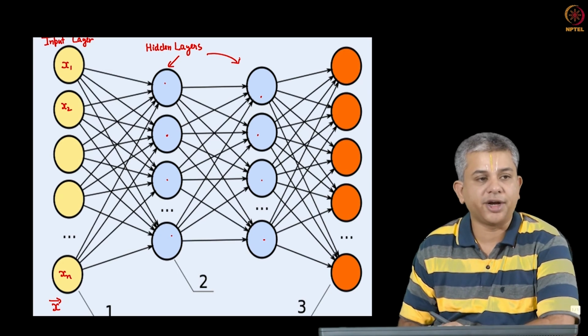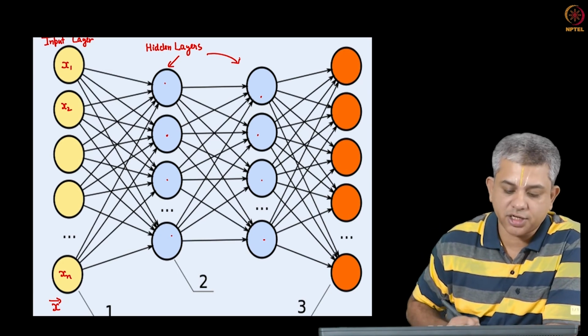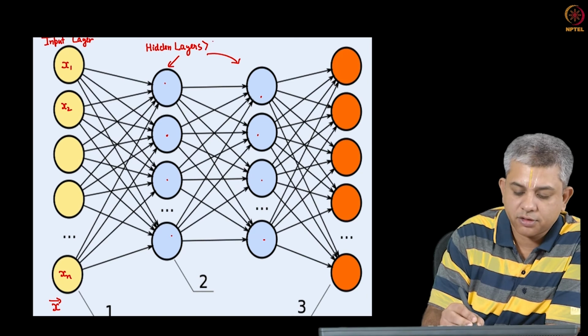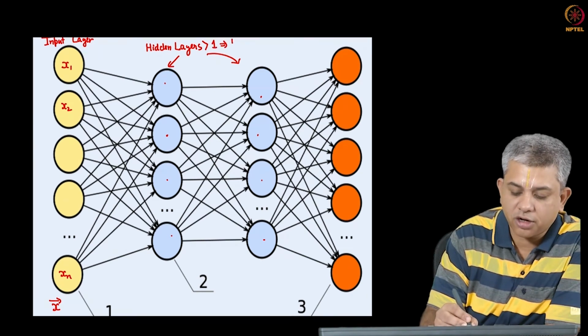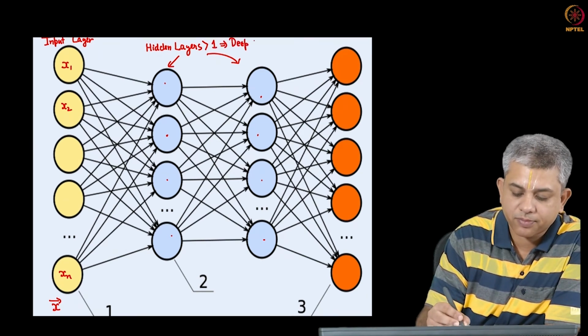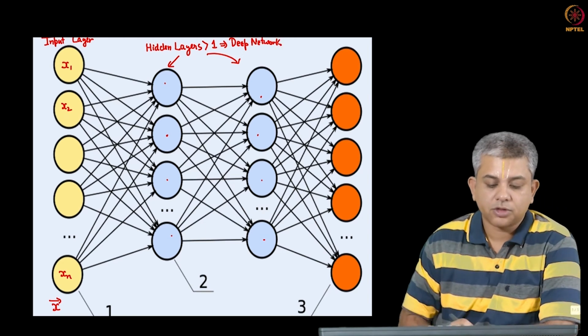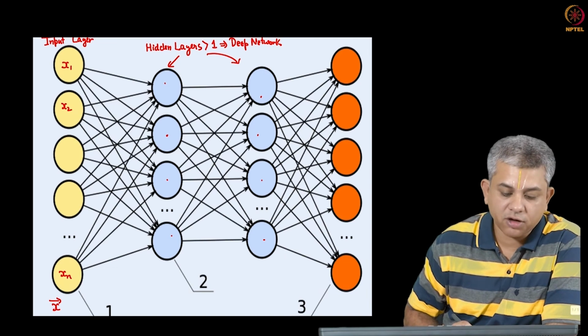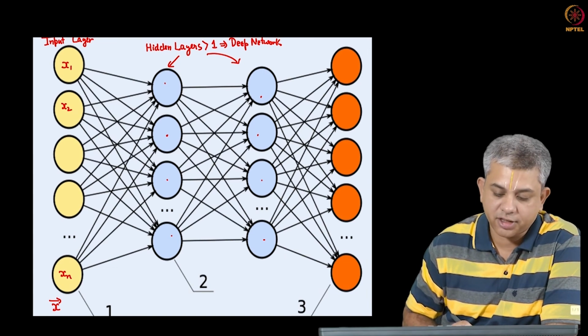You could have multiple hidden layers. If the number of hidden layers is greater than 1, then it's called a deep network. Hence the name deep learning. So a deep network is simply a network with the number of hidden layers greater than 1.